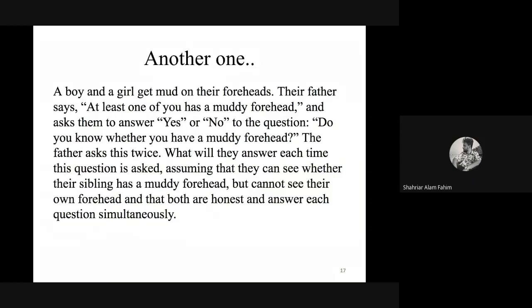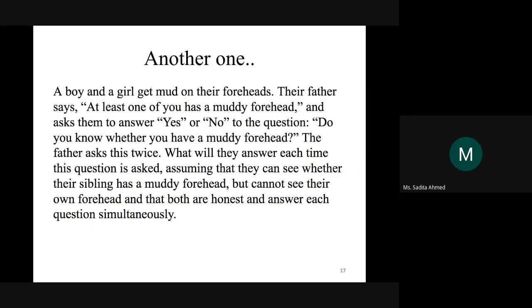And the second time, one of them will say yes and the other will say no. Okay. Why do you think that? That's because the first time, no one knew who actually didn't have a muddy forehead. So the second time, the other person will realize that the other guy who said no didn't have a muddy forehead. So the guy who'd say yes the second time has to have a muddy forehead.